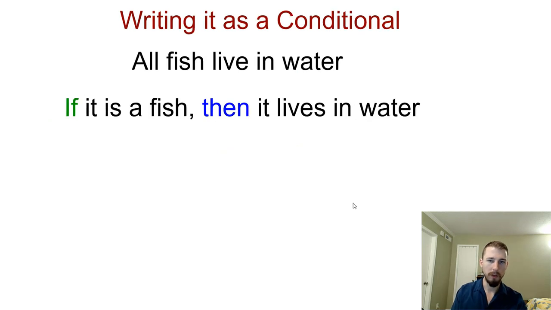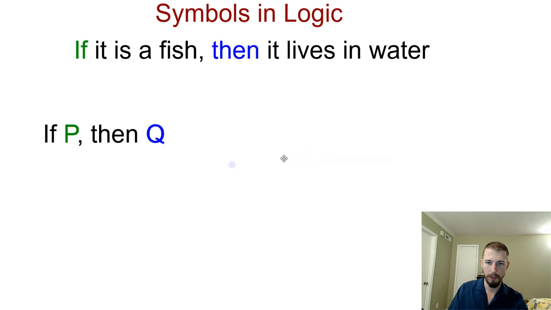There are also other ways that we have conditional statements that don't even have the word if in them. For instance, if we say all fish live in the water, what we're saying is if it is a fish, then it must live in the water. If it's true that all fish live in water, that's equivalent to saying if it is a fish, then it must live in the water. Again, we have our hypothesis over here and our conclusion over here, following the then.